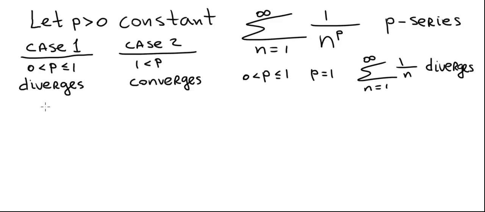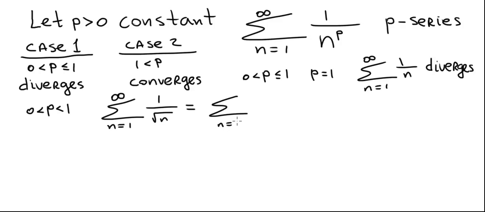Now all we have to do to finish case 1 is show that a p series for which p is greater than 0, strictly less than 1, diverges. Examples of such p series would be summation from 1 to infinity 1 divided by square root of n, and that is the summation n equals 1 to infinity 1 over n to the 1/2. This is a p series with p equal to 1/2.